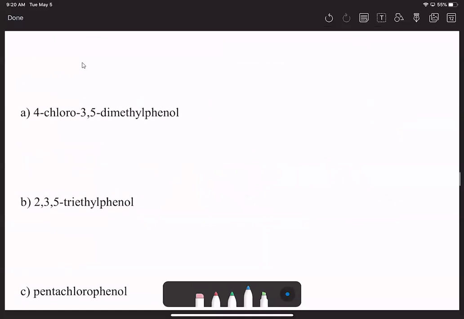We can draw some of these out. As long as I know what phenol looks like, we memorize the structure. There's phenol. And it says we have 4-chloro-3,5-dimethylphenol. So let's make this the alcohol group. There's carbon number 1. I'm going to count in the clockwise position. So this is carbon number 1, 2, 3 is a methyl, 4 is chloro, and 5 is my other methyl group.